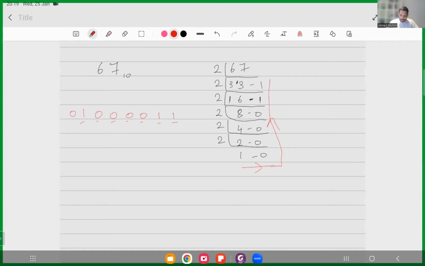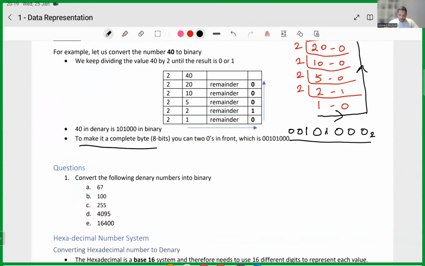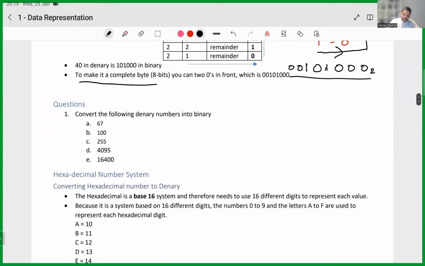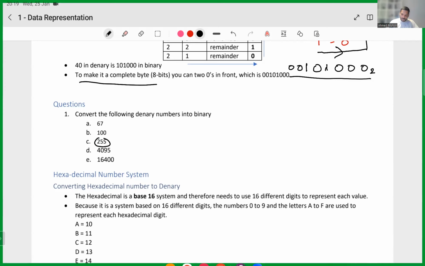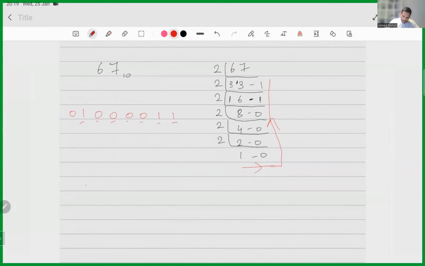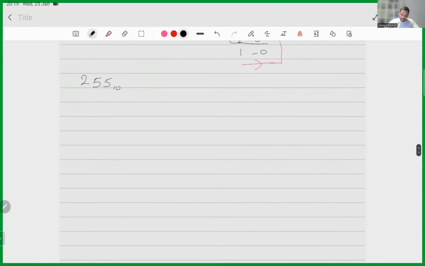Let's take another example. Let's go back to our tute. Over here, let's take a number such as 4095. It's going to be a very long number, so let me take 255 because 4095 will take quite some time. Let's write 255 over here, and I keep forgetting we have to put the base as well.